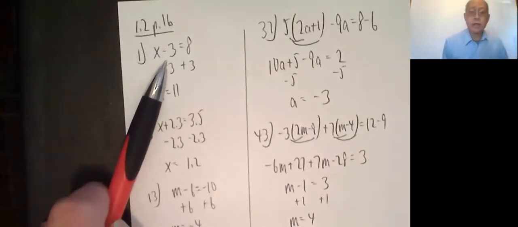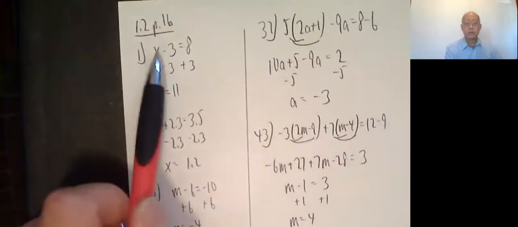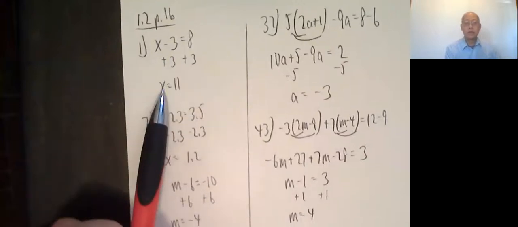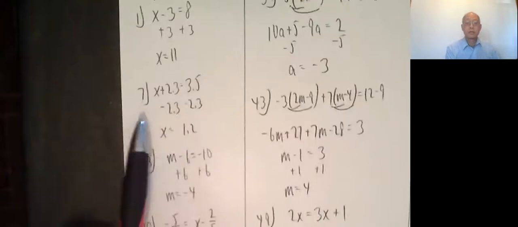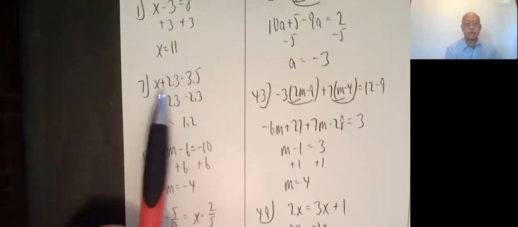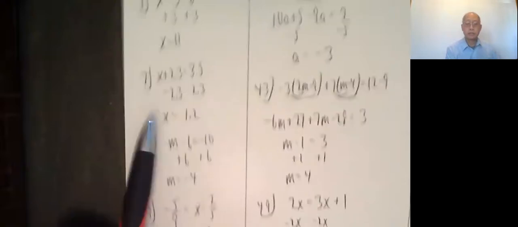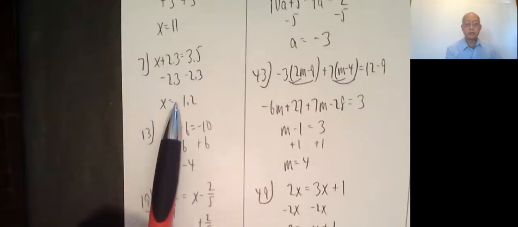Okay, so we're solving equations. x minus 3 equals 8. Get the x all by itself. So we add 3 to both sides, and it gives us x equals 11. Number 7, x plus 2.3 equals 3.5. Get rid of a positive 2.3 by subtracting 2.3 on both sides. This cancels out. x equals 1.2.